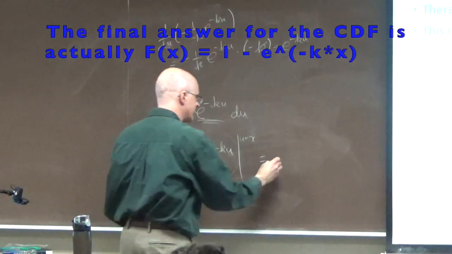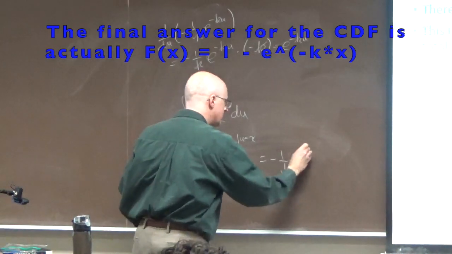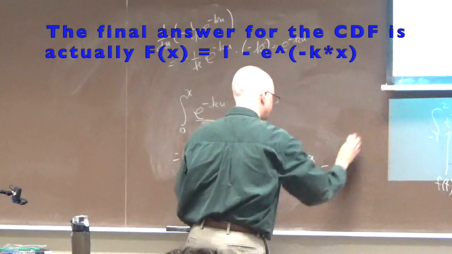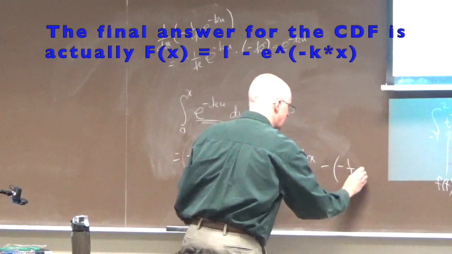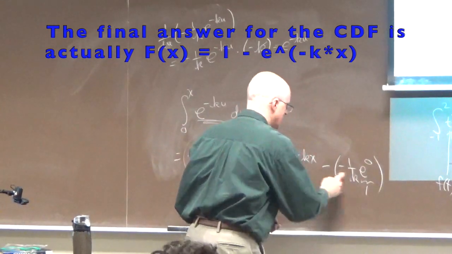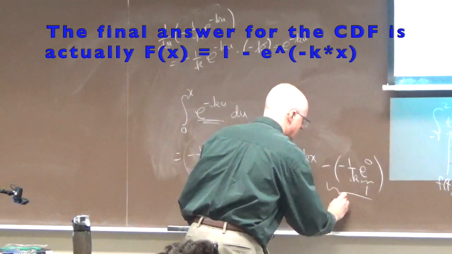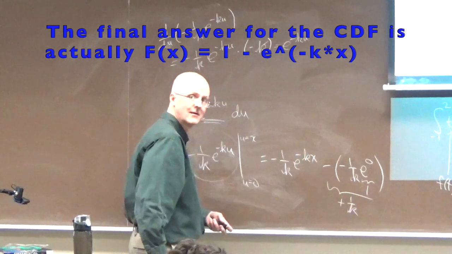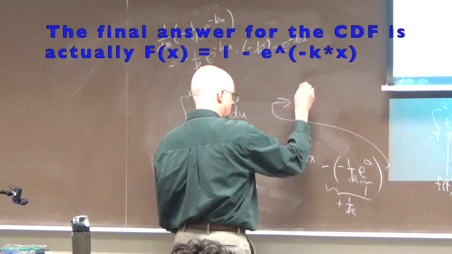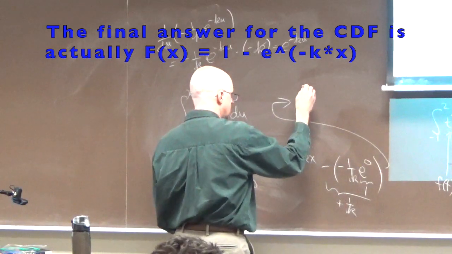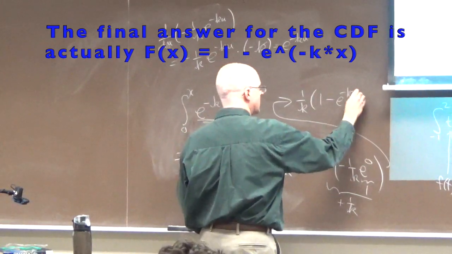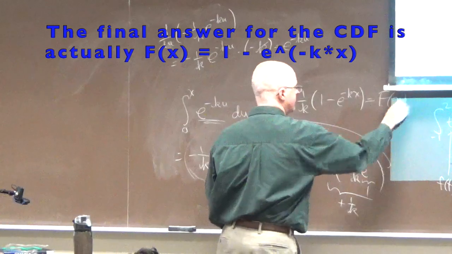I plug in the top limit in for u. Subtract what you get when you plug in the bottom limit for u. The bottom limit is 0, so I get an e to the 0. E to the 0 is 1. Two minuses give you a plus. This is plus 1 over k. And you simplify it. And so the whole function simplifies to, you can factor the 1 over k out if you like, 1 over k, 1 minus e to the negative kx. And that would be your CDF, if you know what k is.